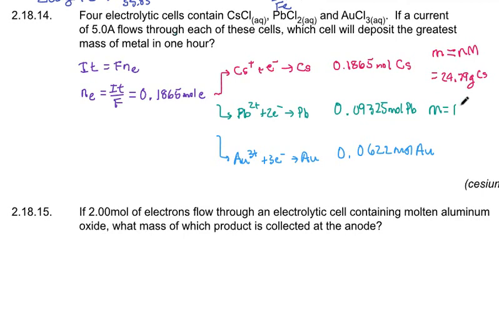So its mass is 19.32 grams of lead. So far, cesium is winning, but gold is pretty heavy. Let's see if it can take over here. 0.0622 times the molar mass of gold, which is 196.97.